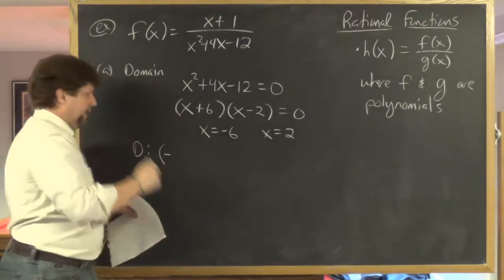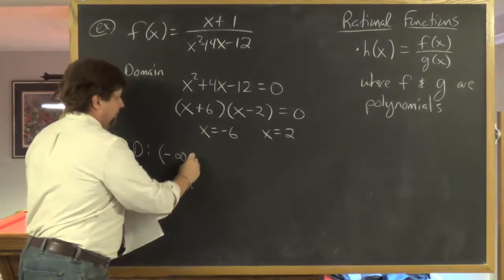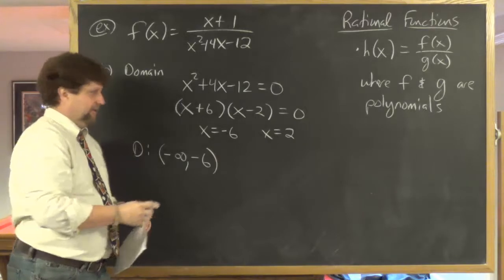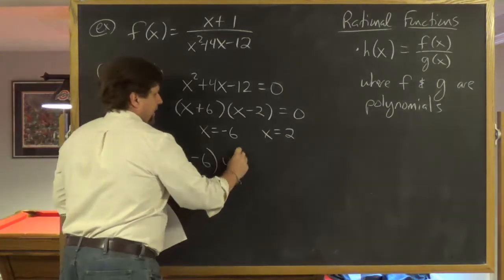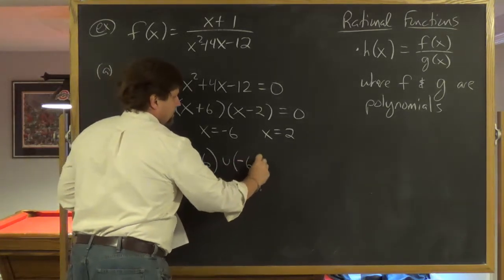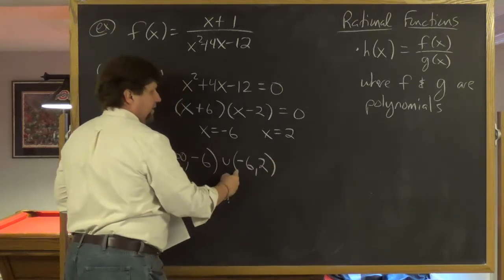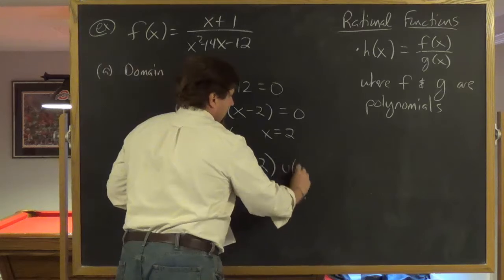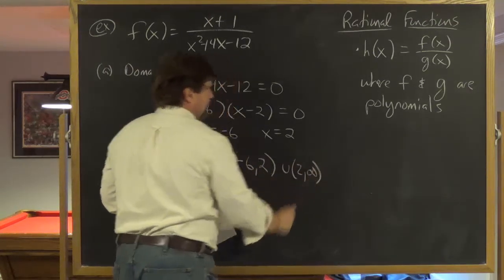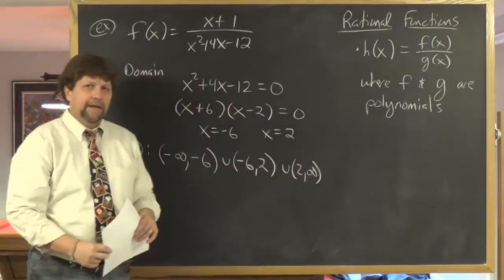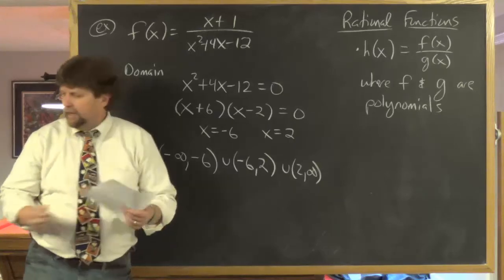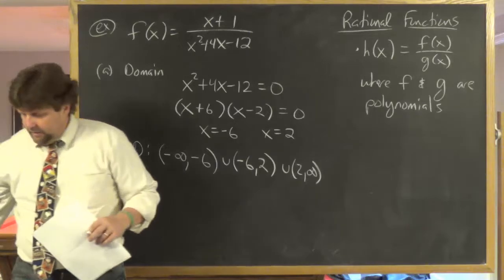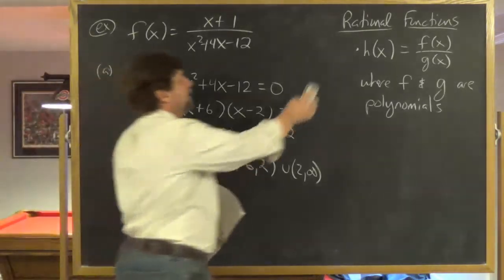You can put any number you want in for x, from negative infinity up to negative 6. Do not include negative 6. Then any number from negative 6 to 2. Do not include negative 6, do not include 2. And then any number from 2 to infinity. So that's the domain of the function. Let's review one more thing. That was reviewing domain.